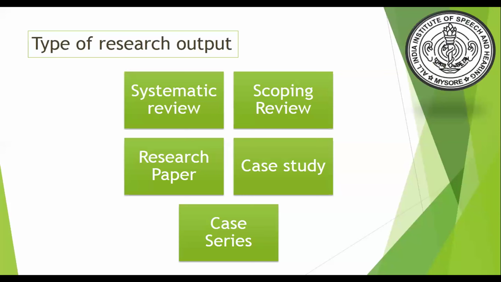So if you see the different types of research output which one can produce, you have systematic reviews, scoping reviews, research papers, case studies, case series. All of this are based on the data which you use and how you write the paper. Like, for example, if I have to do systematic review, what I do is I gather all the articles which has been done on a particular thing, and I just collate the information and I present the information.